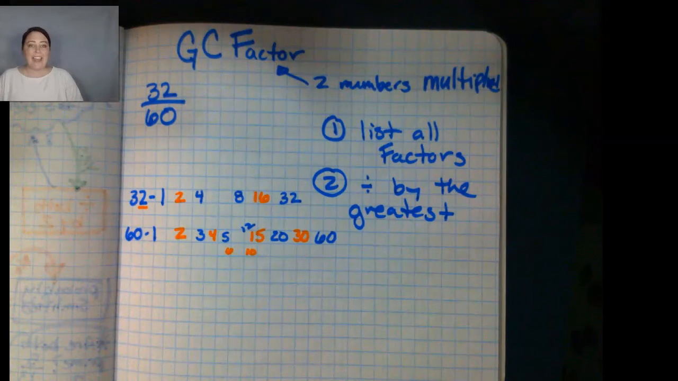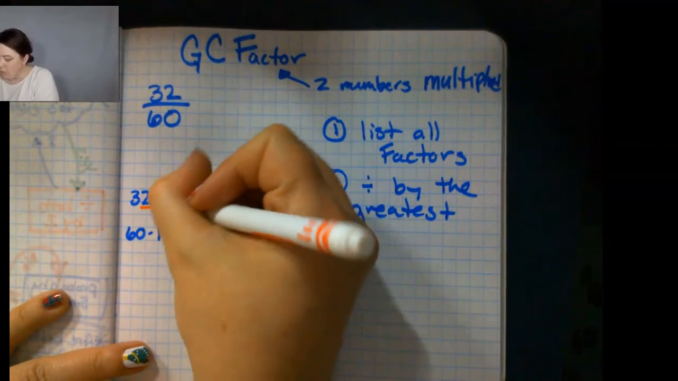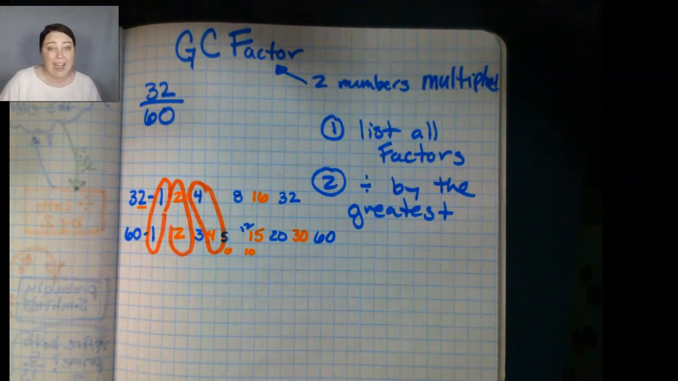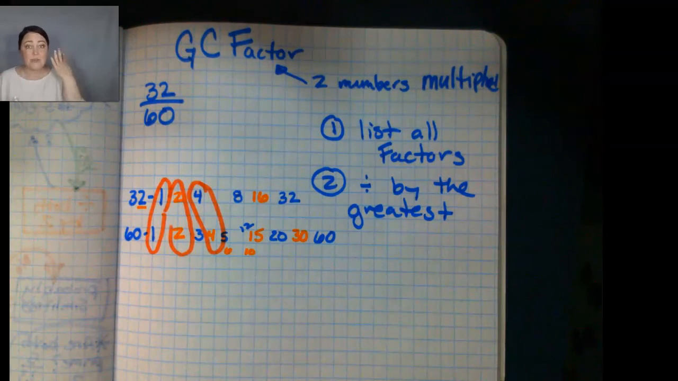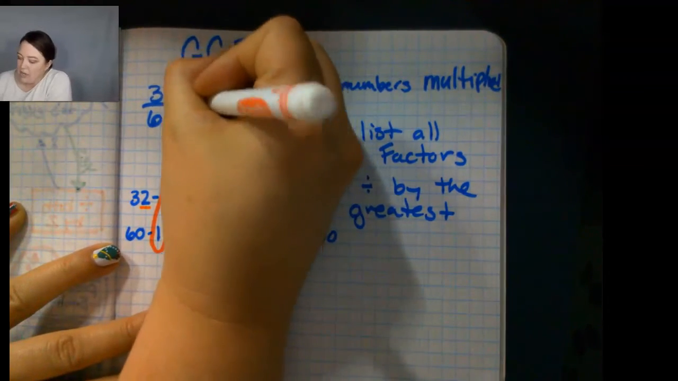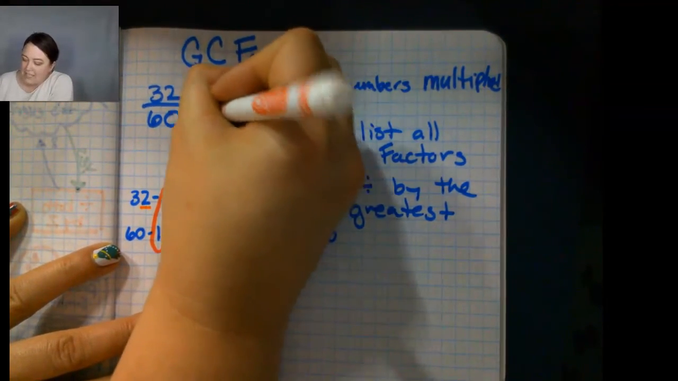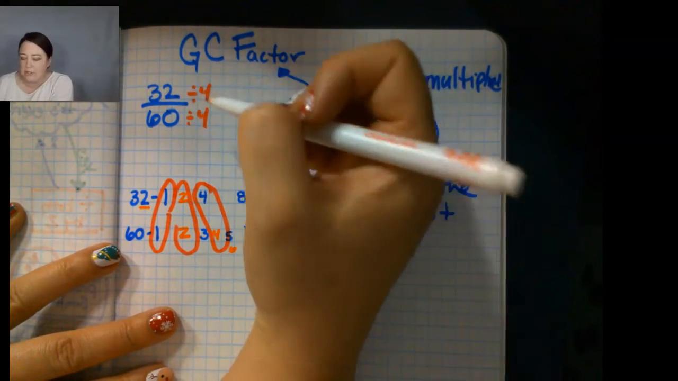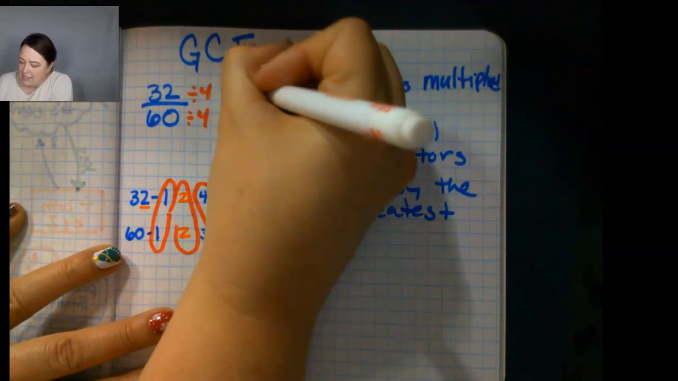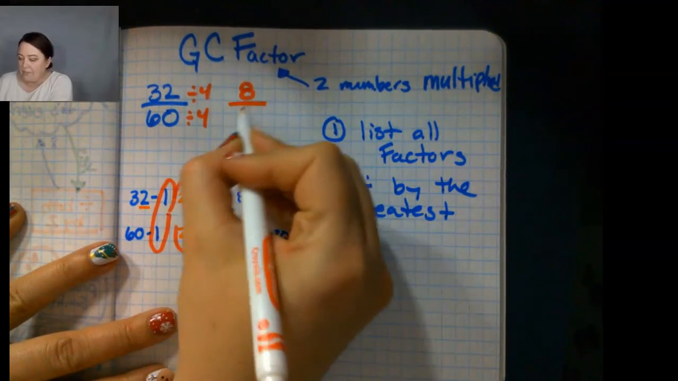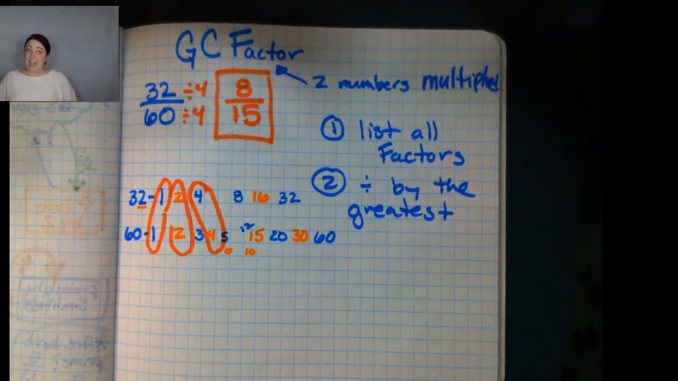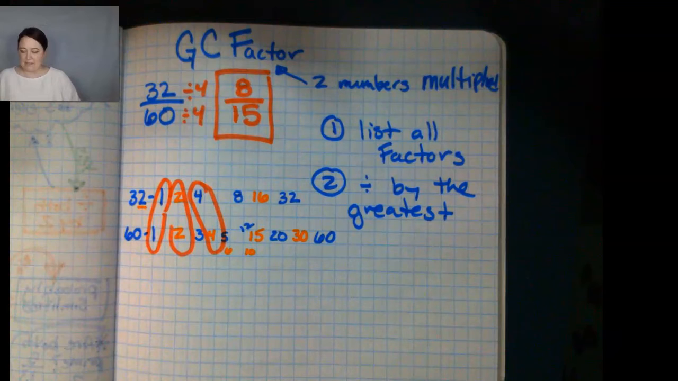Now, what is the largest factor they have in common? Well, they both have 1s, they both have 2s, and they both have 4s. So the greatest common factor of 32 and 60 is 4. So I'm going to take 32 and divide by 4, and I'm going to take 60 and divide by 4, because whatever I do to the numerator, I must do to the denominator. 32 divided by 4 is 8. 60 divided by 4 is 15. And because I divided by the greatest common factor, that is simplified: 8/15.